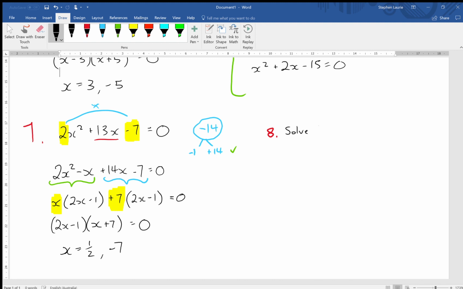Solve by completing the square. Okay, completing the square. So remember, this uses the perfect square rule, but sort of in reverse. So have a go at x squared minus 10x plus 8, and by completing the square, see if you can solve this.